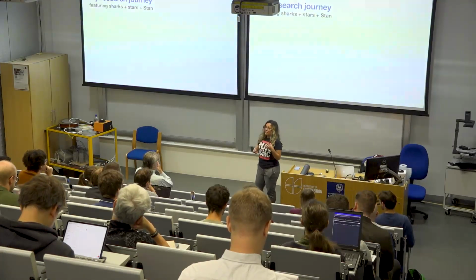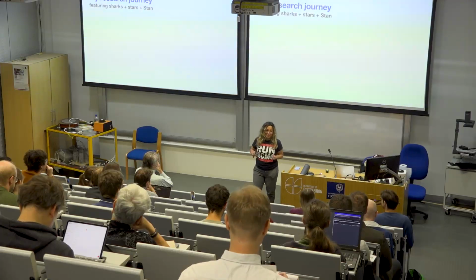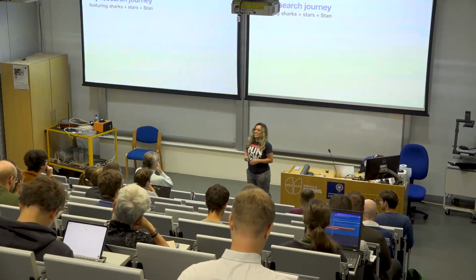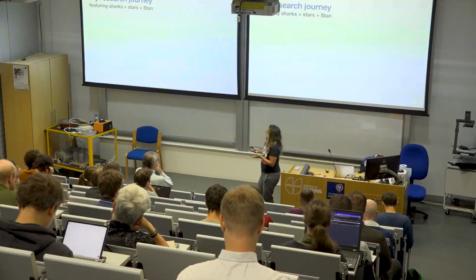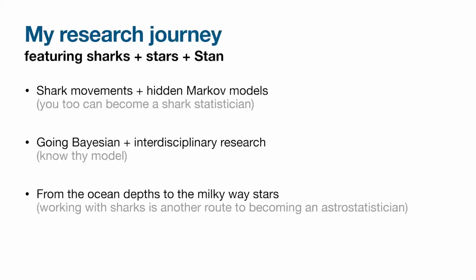So this is one of my first times giving a keynote, and I never know what to do. Do I give a 45-minute talk on one thing? I was like, well, I've done a lot of little things, so breaking it up into 3 different parts and what you can take away from each section. So shark movements and hidden Markov models. Basically, you too can become a shark statistician if you would like.